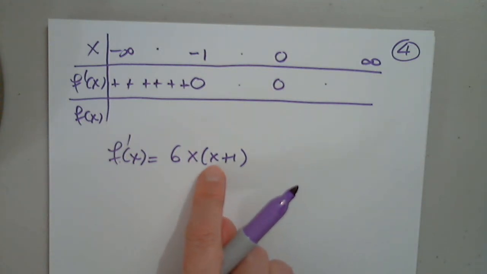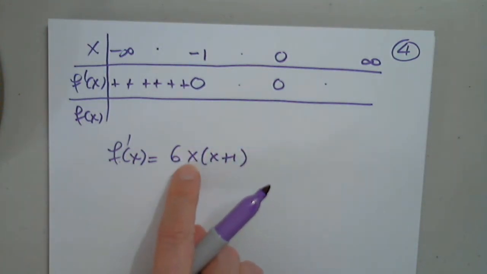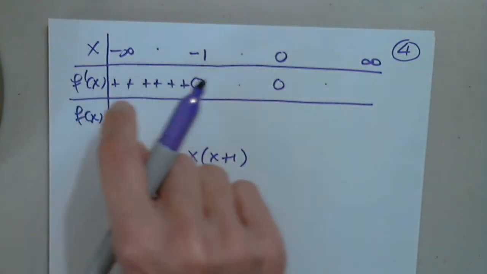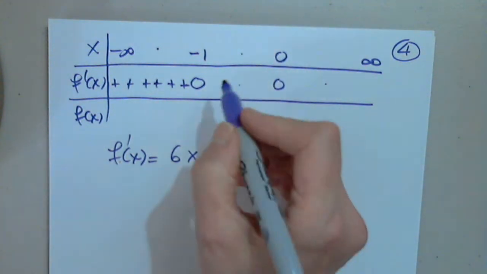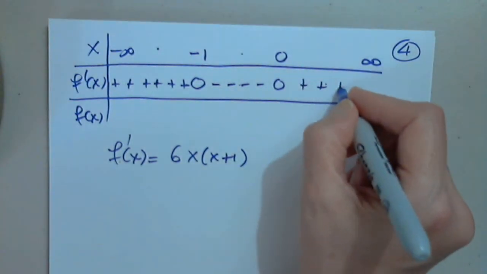So now let's choose -0.5. Negative 0.5 times negative 0.5 plus 1. So this will be positive, this will be negative, this will be positive. What is the sign of the derivative between negative 1 and 0? Negative. That's it. Now try 10, of course, you're going to see positive.